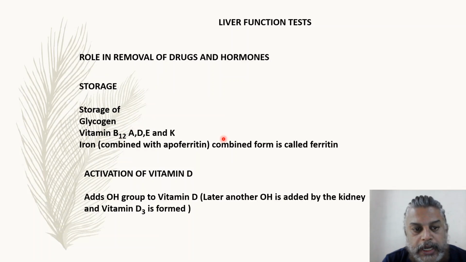It is a major site for storage of glycogen, fat soluble vitamins, iron. We know that active vitamin D is 1,25 hydroxy vitamin D3. Here the 1 is made by liver and the 25 is made by the kidney. So the first part of hydroxylation of vitamin D, that is the active vitamin D, is being done by our liver, and the second final step is being done by the kidney.